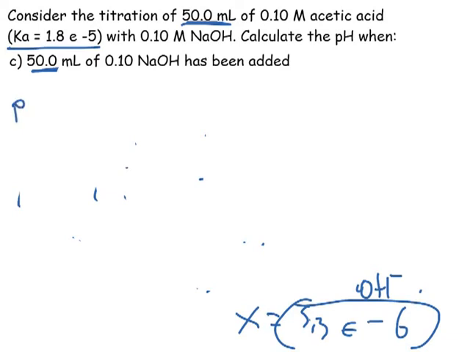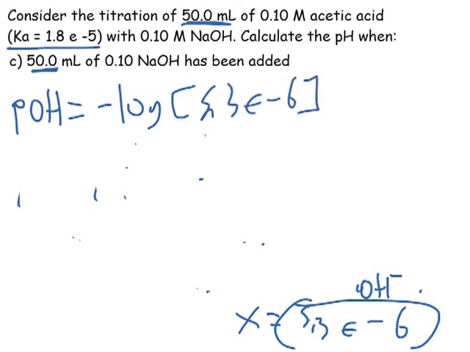So here's what I mean. pOH is equal to negative log of 5.3 e to negative 6, and that should get us a pOH of 5.27.